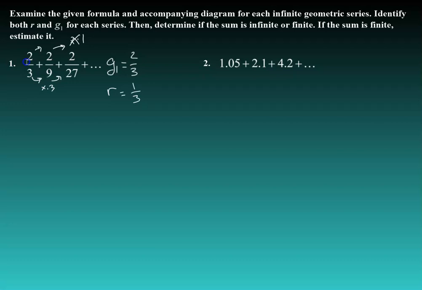So if we look at r, it is less than 1, which means that our numbers are going to continue to get smaller and smaller, to the point that they're so small that they really don't change the number when you add them together. So we would call this one a finite sum. And if it's a finite sum, they want you to estimate. So let's go to Desmos.